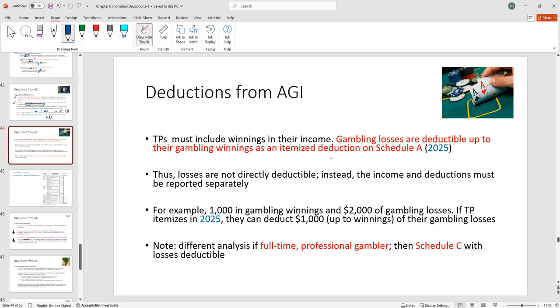Okay, gambling losses, we've talked about this. You have to report your winnings separate from your losses. So your winnings come first, and then if you itemize, you can potentially deduct the losses. If you take the standard deduction, you get nothing. Losses are currently capped up to winnings. So if you win 1,000 and you lose 2,000, the most you can deduct is up to what you won. That's for 2025. That changes. Just assume for the exam that they're deductible up to all of your winnings.